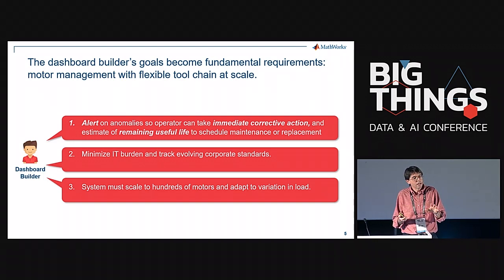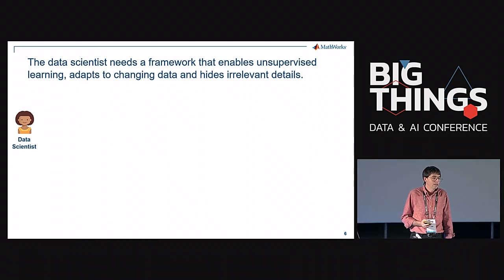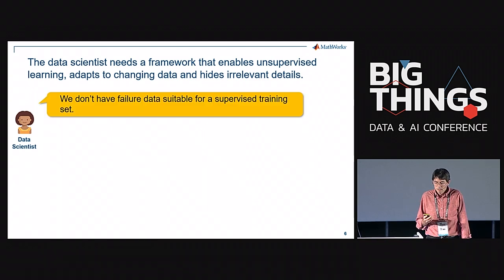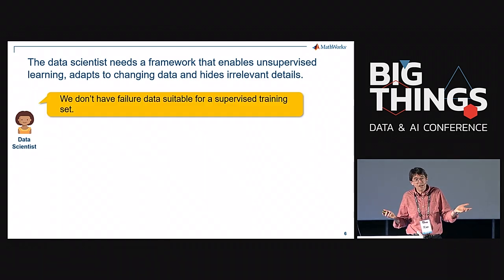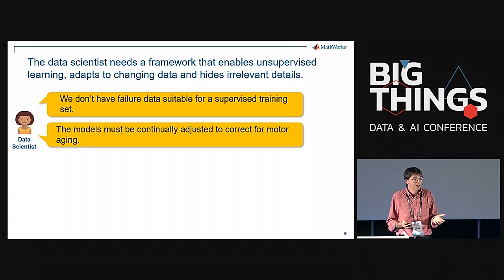So now let's take a look at turning the raw data into those alerts and estimates. The data scientist is planning to use machine learning, but there's a few problems. First, the motor doesn't actually generate failure data. So we don't have access to a training set for supervised machine learning. Second, the characteristics of the motors themselves are going to change as they age. So the online models have to adjust to those changes in near real time. Anomaly detection in particular can't wait for overnight batch model updates.